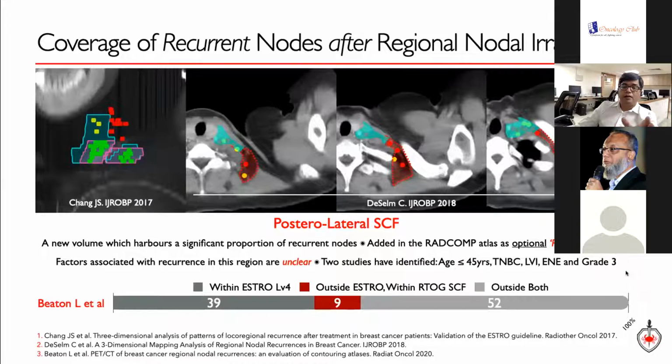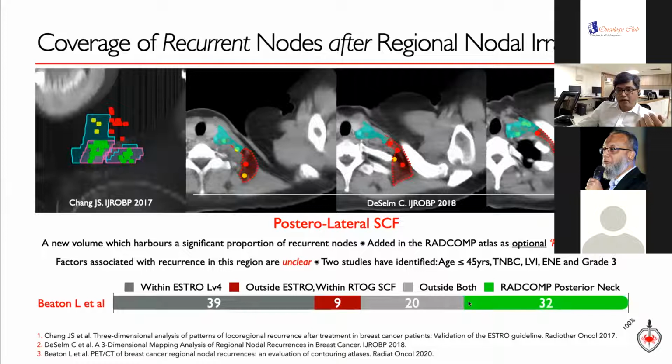But interestingly, in the last study that I mentioned, the Beaton study, the addition of the RTOG guideline to the ESTRO only improved the recurrent node coverage by about 9%. If you include the RADCOMP posterior neck and they analyze it separately, you've covered an additional 32%, leaving only about 20% lymphatics or scarring or other such changes.